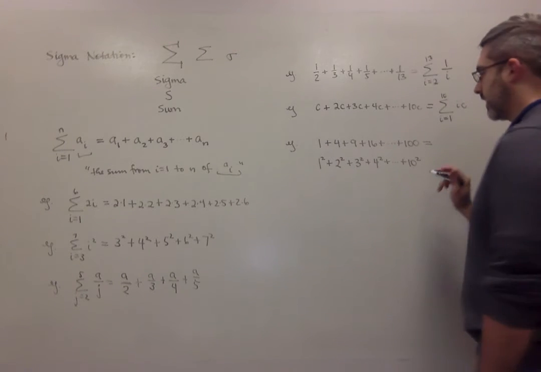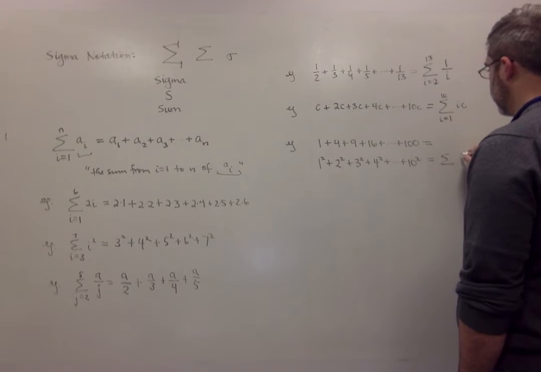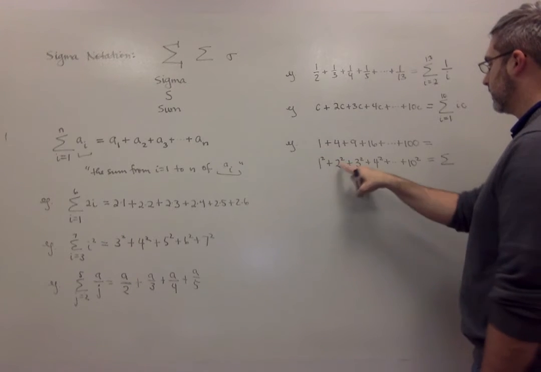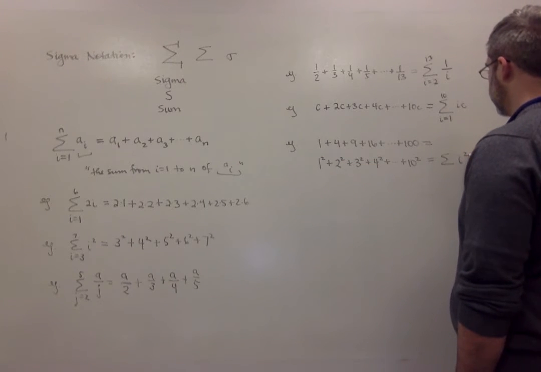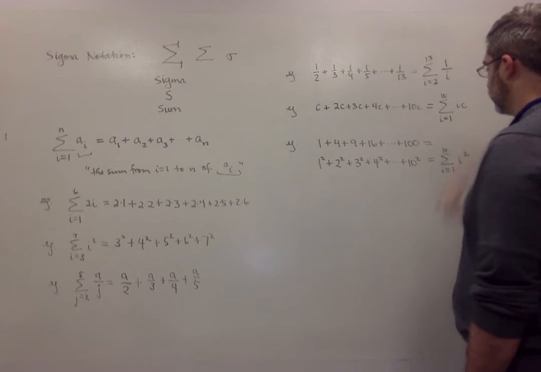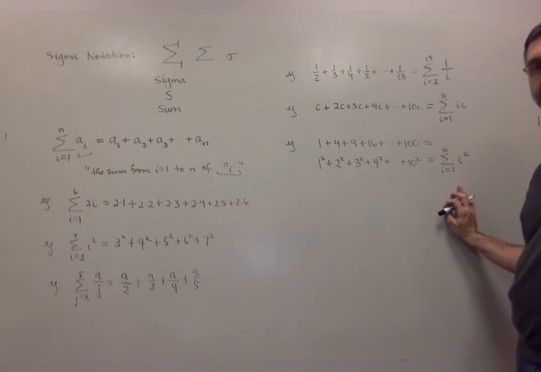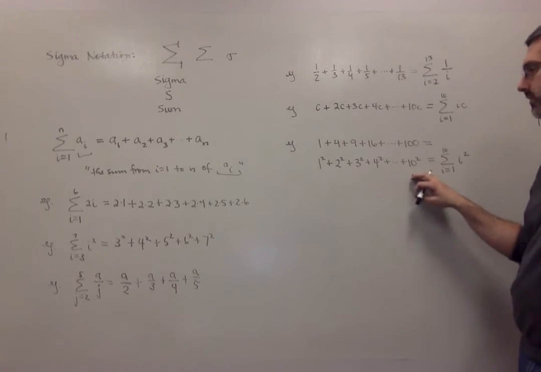So in this case, what I see is a sum, and something is always being squared, so I'm going to write that as i squared. i starts at 1, and in this case goes up to 10. Okay, so that is the sigma notation for this sum here.